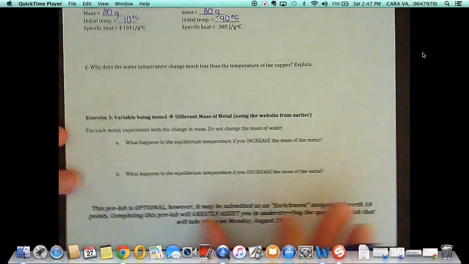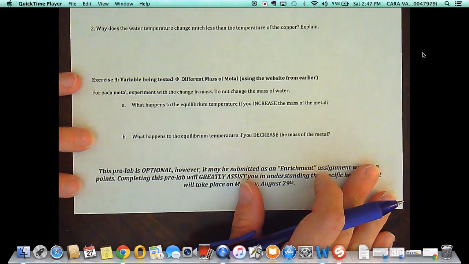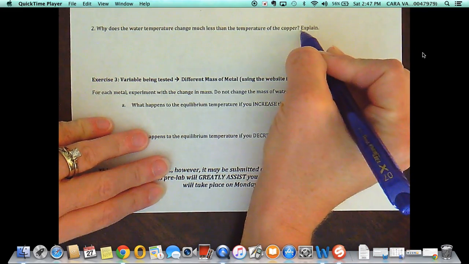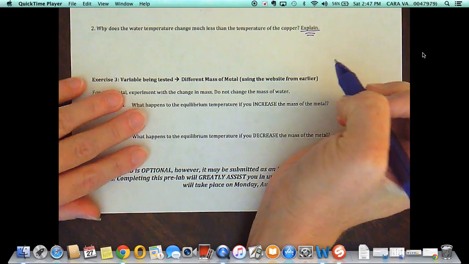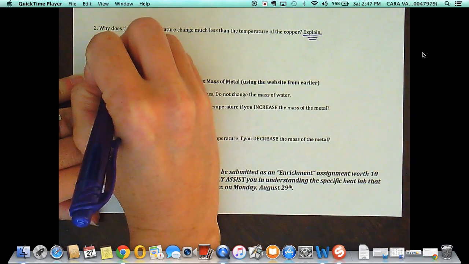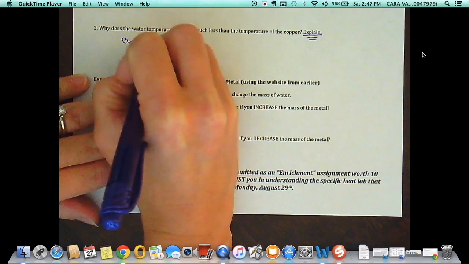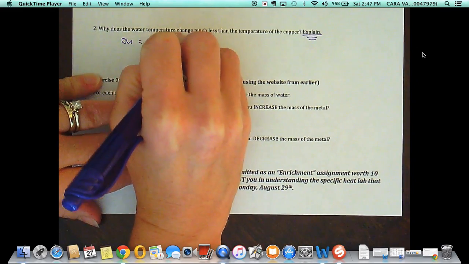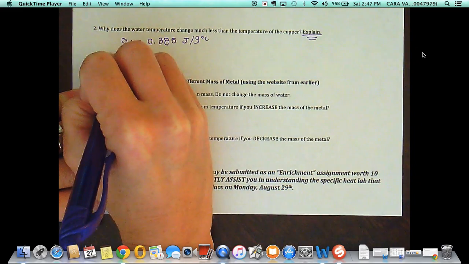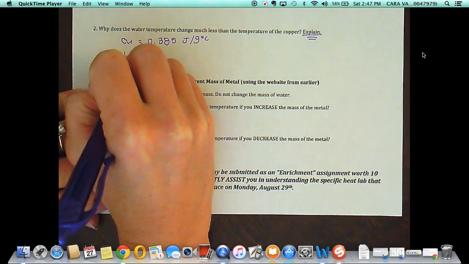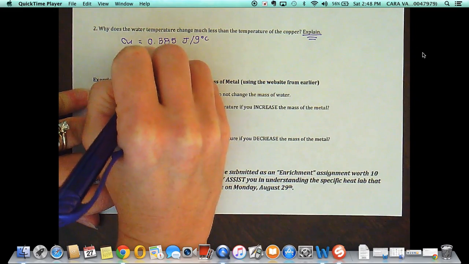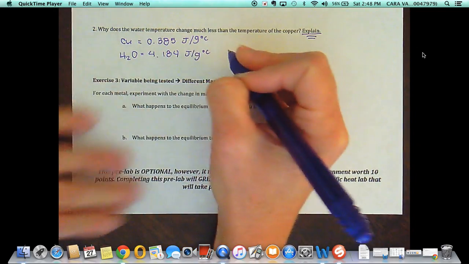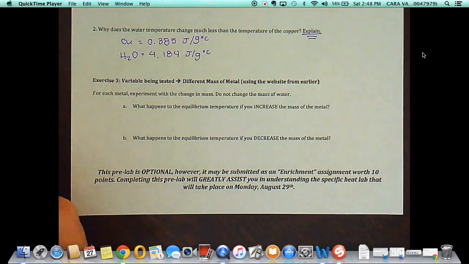Looking down here at number 2, why does the water temperature change much less than the temperature of copper? And again, I want you to think through this, but let me give you a little bit of a hint. Let's just look at copper. Copper has a specific heat of 0.385 joules per gram degrees Celsius, and water, H2O, has a specific heat of 4.184 joules per gram degrees Celsius. And we talked about this in class on Friday. Think about what those numbers mean.